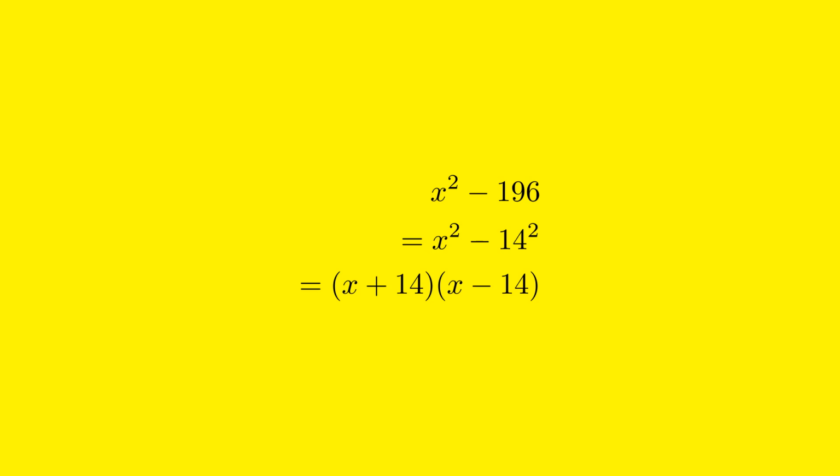This allows us to break down x squared minus 14 squared into x plus 14 multiplied by x minus 14. Through this factorization, we expressed the original problem as the product of two binomials. Therefore, the factorized form of x squared minus 196 is x plus 14 multiplied by x minus 14. If this was the final step, confirm the factorization is complete.